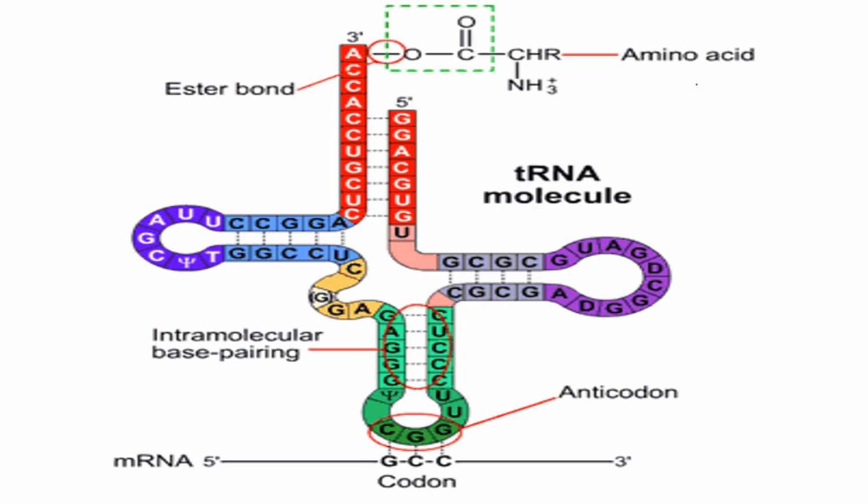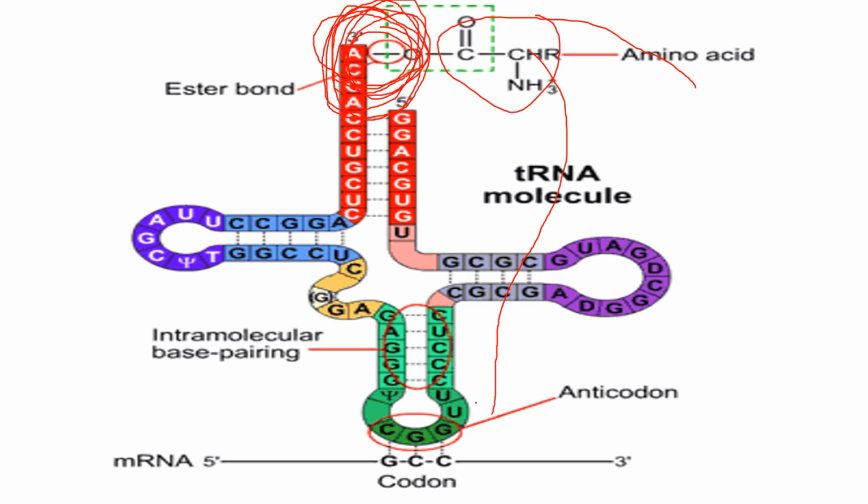You can see here the 3 prime end forms an ester bond with the amino acid that it carries. Do you have this diagram? I don't think so. But take note that the 3 prime end forms an ester bond with the amino acid that it carries. Again, the amino acid that it carries corresponds to its anticodon here.